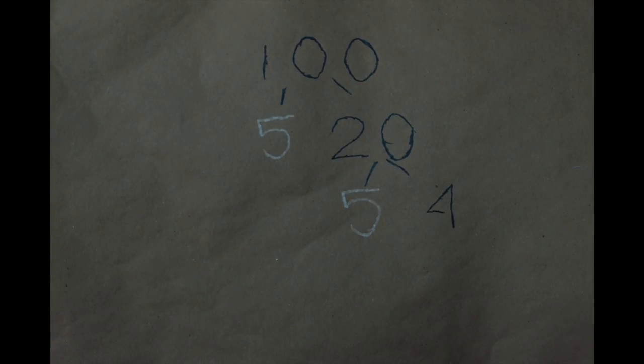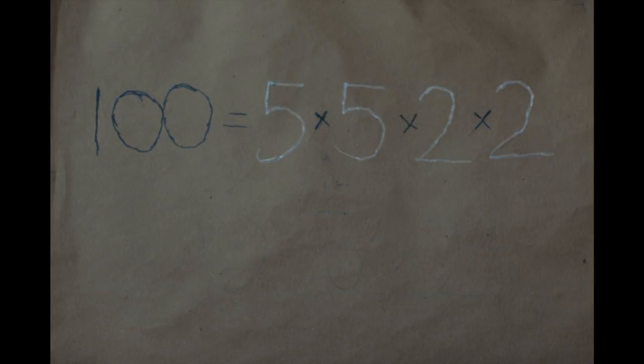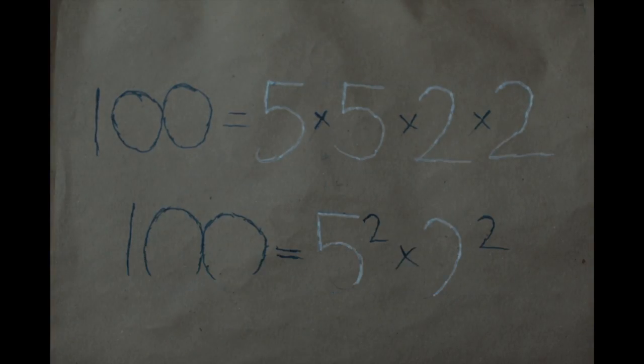Next, let's work on 100. 100 breaks out into 5 and 20. 5 is prime. 20 breaks out into 5 and 4. As we know, 5 is prime. 4 breaks out into 2 and 2. 2 is prime. So, 100 equals 5 times 5 times 2 times 2, which is equivalent to 5 to the second power times 2 to the second power.